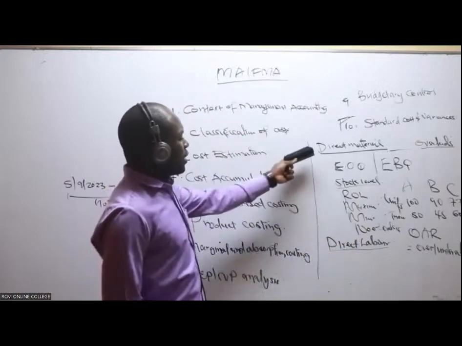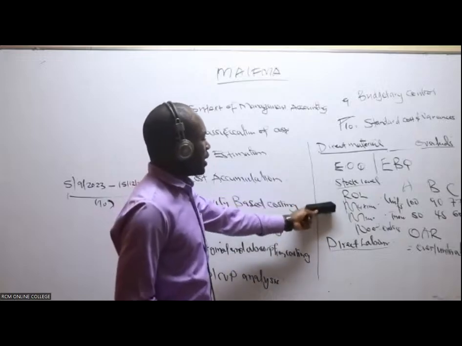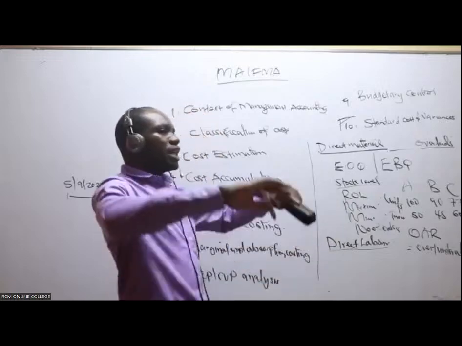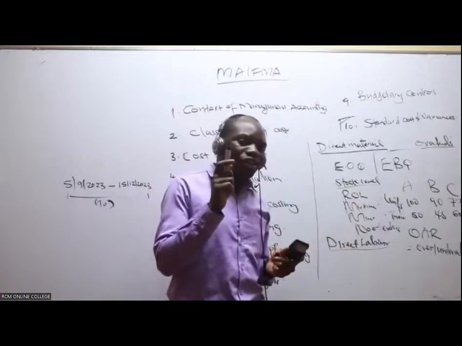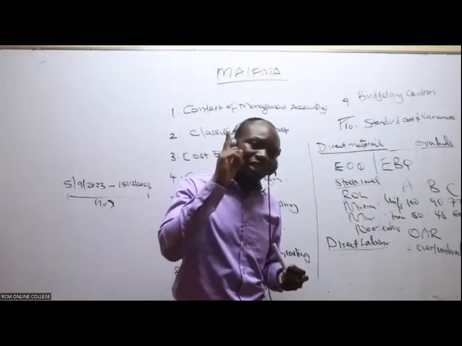Then, within the same space, because we are now going to learn that the overheads, we now want to get the total cost. Remember, it is cost accumulation. What is the total cost of producing one particular unit?